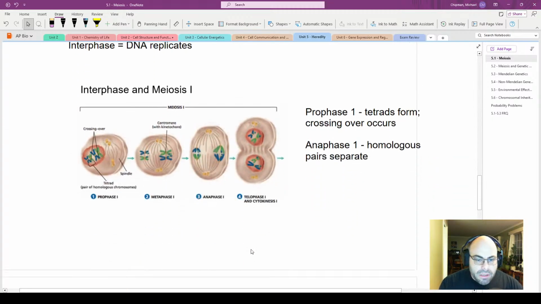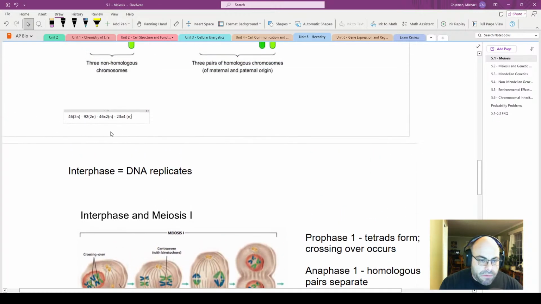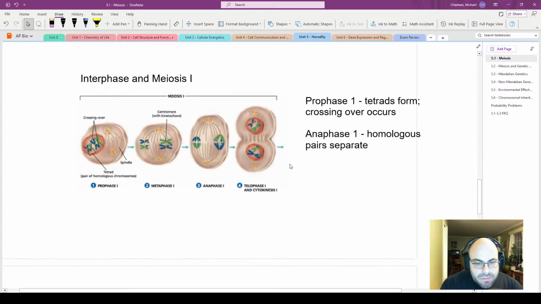Okay. And so this is just for the human genome. If it's giraffes or dogs or some sort of microorganism, it's going to be different chromosome numbers. All right. So interphase and then meiosis 1. We didn't really talk about metaphase and telophase because it's not important.